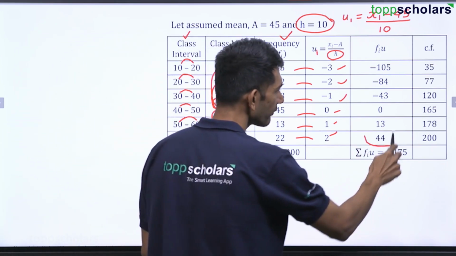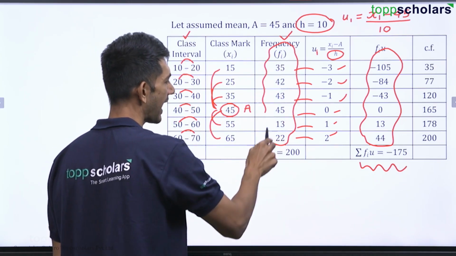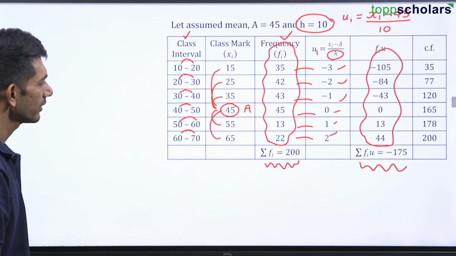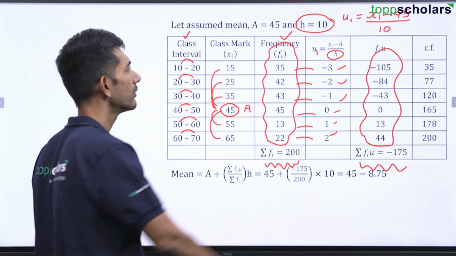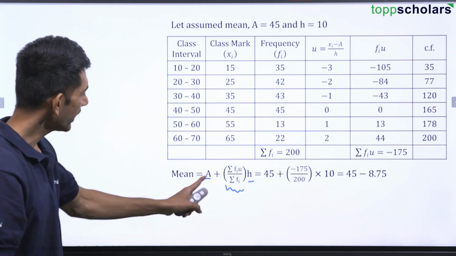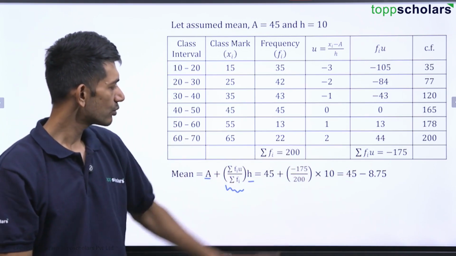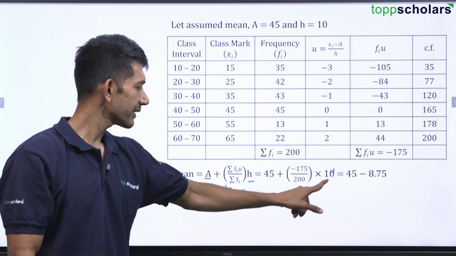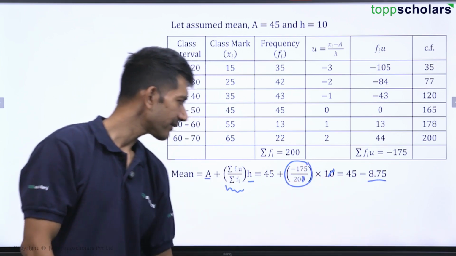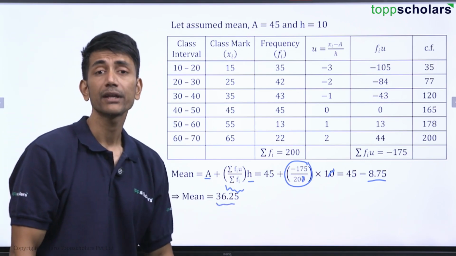Take the summation of fi ui, add them. Take the summation of fi, add them. You have summation fi ui, you have summation fi, correct? Now you'll use the formula. Mean is A plus summation fi ui by summation fi, into h. A is 45. Summation fi ui is minus 175. Summation fi is 200. h is 10. This gets cancelled. You get 20. Solve it further. This gives you minus 8.75. 45 minus 8.75 is 36.25. That gives you the value of mean.